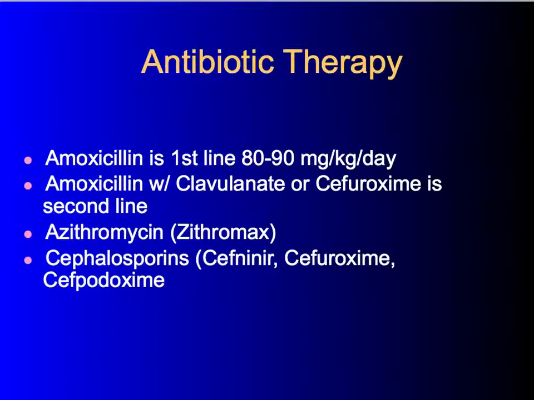If we are going to treat with antibiotic therapy, amoxicillin is the first line of treatment. It's generally 80 to 90 milligrams per kilogram per day. And if we need a second line of treatment because amoxicillin doesn't seem to be working, we can use amoxicillin with clavulanate or cefuroxime. Azithromycin or Zithromax, and cephalosporins such as cefdinir, cefuroxime, and cefotaxime are also possibly used.